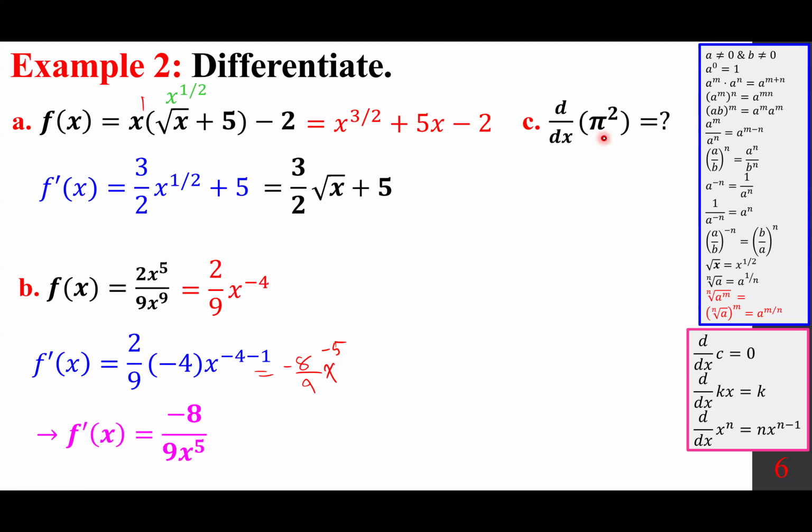What is the derivative of pi squared? The purpose of this question is just to make sure you recognize this as a number. If it's pi squared, e, 1.5, negative 8, it makes no difference. You're dealing with a constant, everybody. The answer is 0.